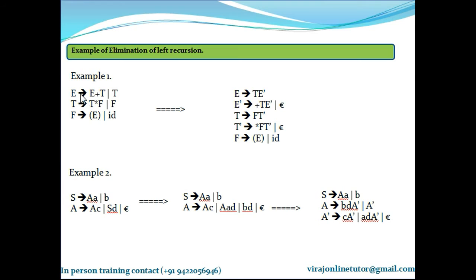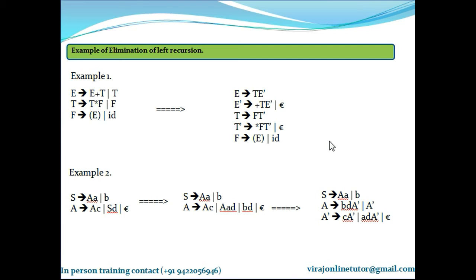Just apply the formula. A gives A alpha or beta gets converted to A gives beta A dash, and A dash gives alpha A dash or epsilon. Just imagine that there is A here, alpha here, and beta here, and apply the formula. The formula says if A gives A alpha or beta, then replace it with A gives beta A dash, and A dash gives alpha A dash or epsilon. Just apply the formula, you will get this. Okay.